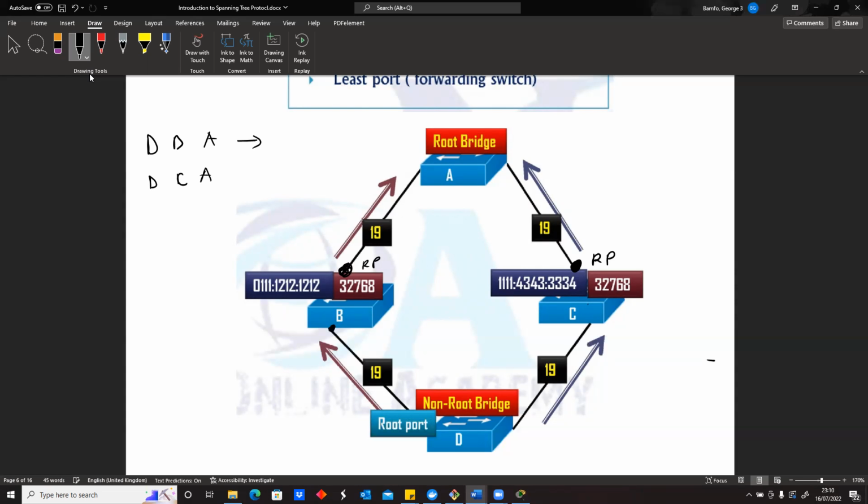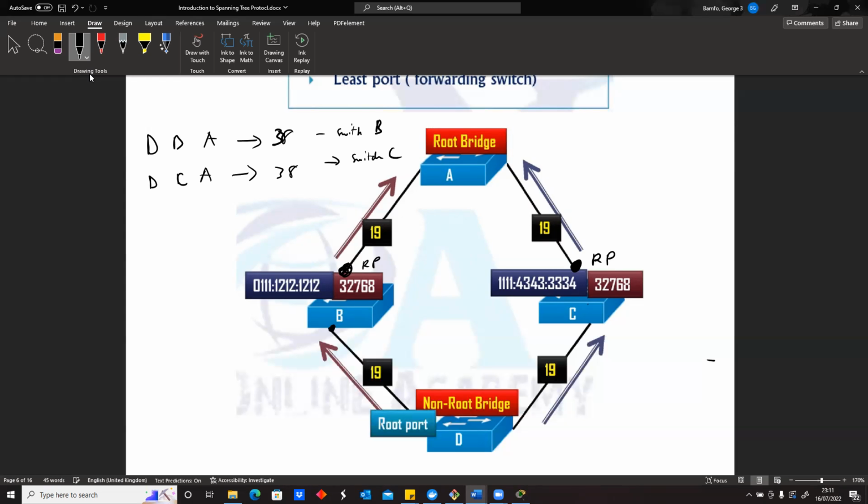If we do D to B to A, we have 38 here, because 19 plus 19. And if we go from D to C to A, we also have 38 there. So technically, there's a tie. If there's a tie based on the cost, the next thing we want to ask is, who are we connected to on the 2 sides? From the first link, we connected to switch B, and on the second link, we connected to switch C.